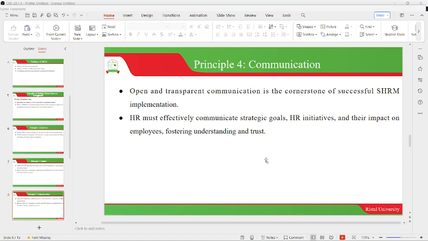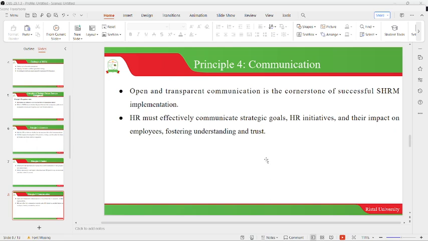But if you don't communicate to them, how will they trust you? You are keeping things for yourself. You're not open. You're not transparent to them. They will never trust you. But as a manager, if you come up and clearly explain to them the goals, this is what we are going to achieve, and this is how we are going to achieve it, they will, of course, trust you.